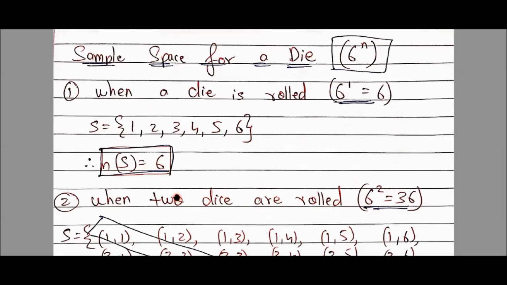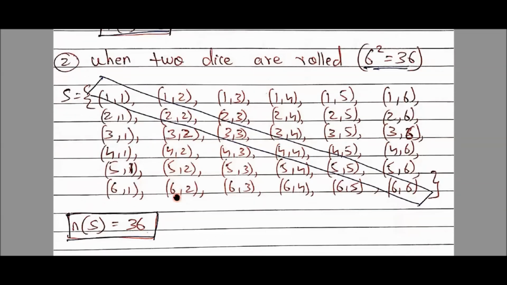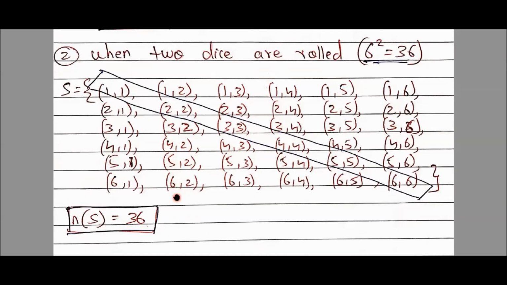Okay, now moving to a much more interesting case, students, in front of you. See on the screen. When 2 dice are rolled, I wrote 2 here. 6 square is 36. Now how to write this? Please, you have to write this. While watching the video also, whenever there is a numerical dealing with 2 dice, then in the sample space, before starting the question, you have to write this.